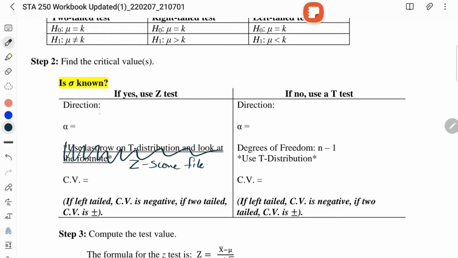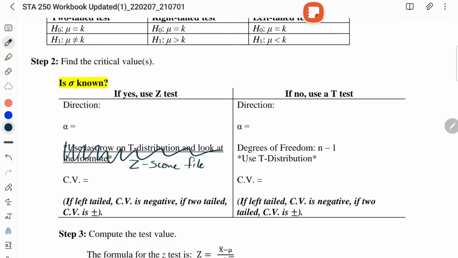And you must give the direction of the test and the alpha level, and then you're going to go into the z-score file using the direction and the alpha level to find the critical value. If it's left-tailed, the critical value is negative. If it's two-tailed, it is plus or minus, positive or negative.